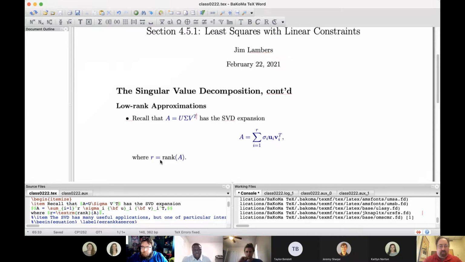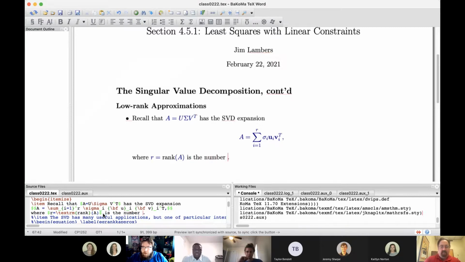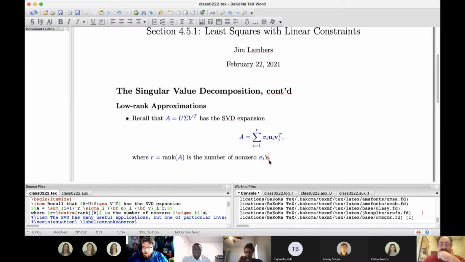But r, which is the rank of A, is also the number of non-zero singular values. And remember, singular values are always ordered from largest to smallest, so sigma 1 being the largest. So you really only need r terms, and that will give you A exactly. Okay. All right.